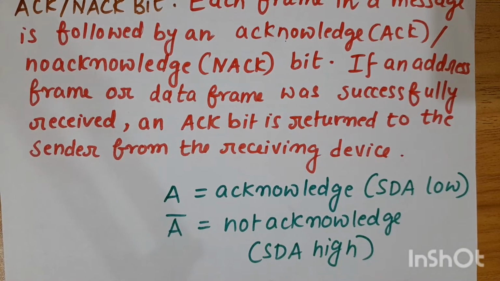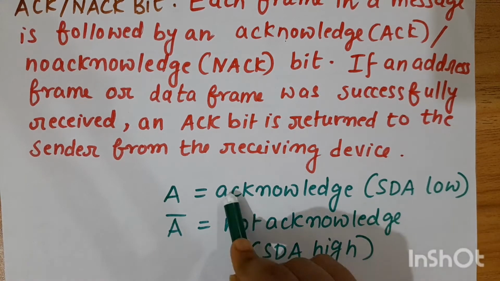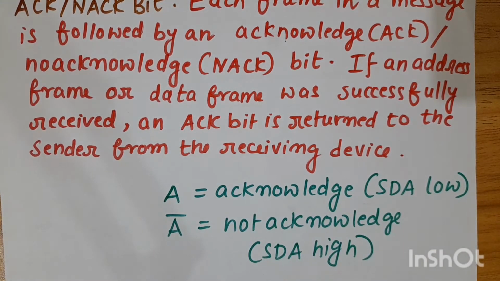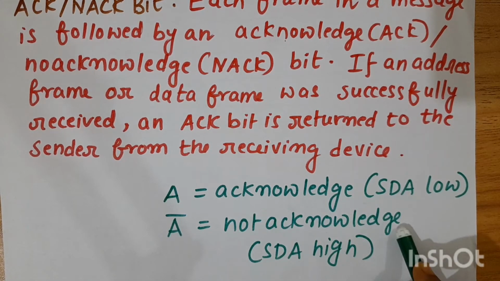So what does the A mean? A is acknowledgement, SDA low. When the SDA line is low, that means I have received the acknowledgement that yes, the address frame or data frame is received. A bar means SDA high, means not acknowledged. If the SDA line is high, that means no, the data has not been received at the slave, or the address has not been properly sent to the slave.